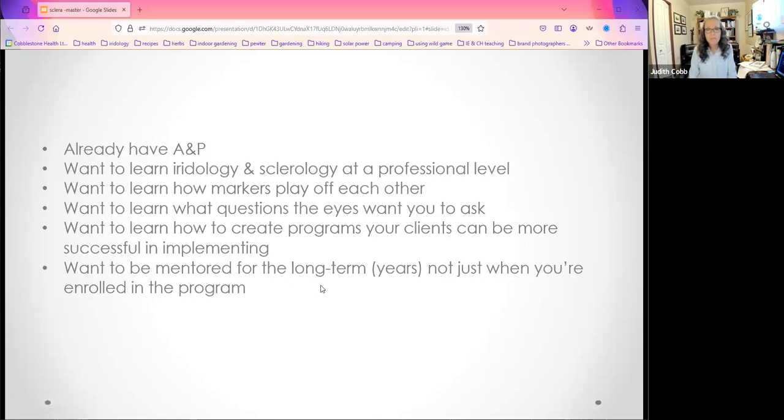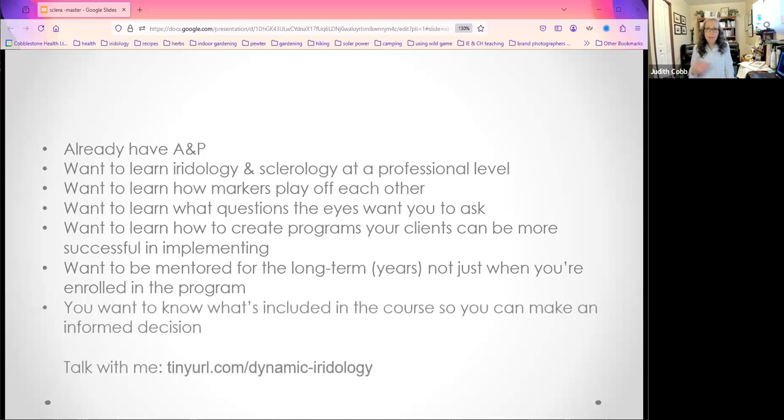We have long-term mentoring as my gift to my students. If you were my student, you get mentored. For as long as I'm teaching, you get mentored. You have a place to ask business questions, to bring difficult cases to, somewhere to come and get some encouragement if you're having a down week, right? You get mentored. Maybe you want to know what's included in the course so you can make an informed decision.